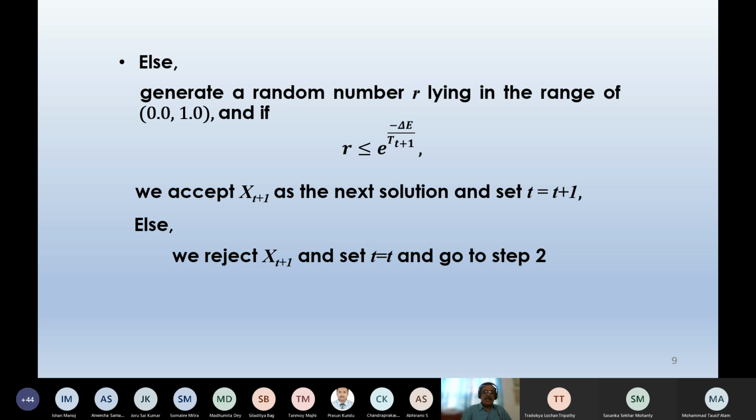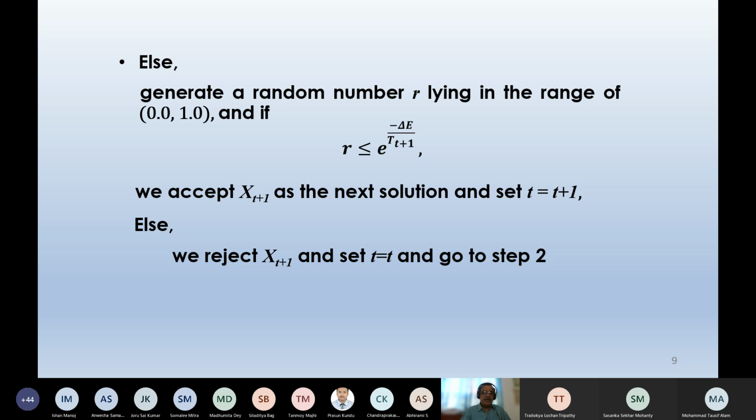Else generate a random number r lying in the range of 0 to 1, and if r is found to be less than or equal to e raised to the power minus delta E divided by capital T corresponding to t plus 1, then if this particular condition holds good, although it is not a good solution, we accept it for the time being. Are you getting my point? Now, what is the reason behind this particular expression? That I'm going to discuss after 2-3 slides. So you'll have to wait a little bit. Once again, I'll be coming back to this.